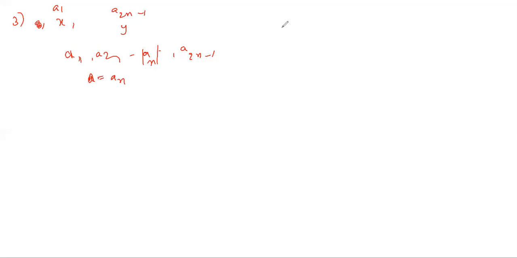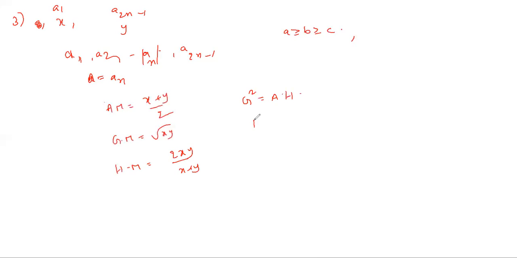AP, GP, HP, we have one formula. Arithmetic mean is greater than or equal to geometric mean, GM is greater than or equal to HM. AM is greater than or equal to GM, greater than or equal to HM. And if first and last terms are equal, then AM equals GM equals HM. We proved this already. What is AM? x plus y by 2. GM, root of xy. HM, 2xy by x plus y. You can prove that GM square equals AH. This means b square equals ac. So second and fourth options you get.